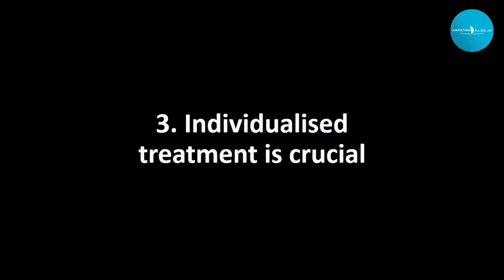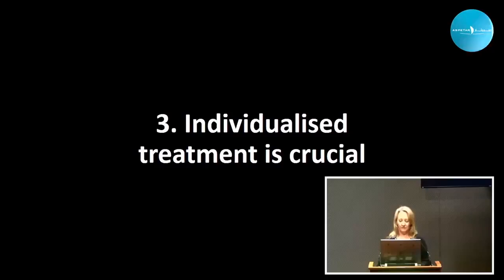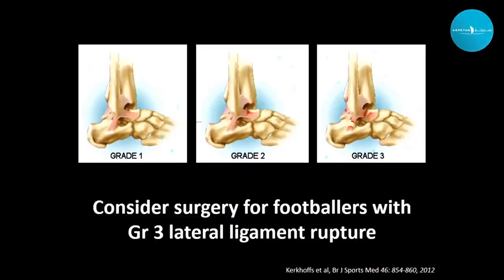So the third consideration is that treatment should be individualized. Even though most clinical guidelines would recommend early functional rehab for lateral ligament injuries for all grades, professional footballers with grade 3 ruptures are often referred for surgery. So this is still a bit controversial, and we don't have enough time to discuss this in this particular talk, but we need to use a shared decision-making model when we discuss this with a player.